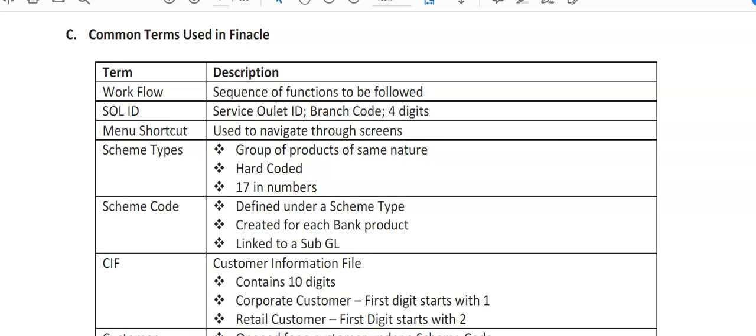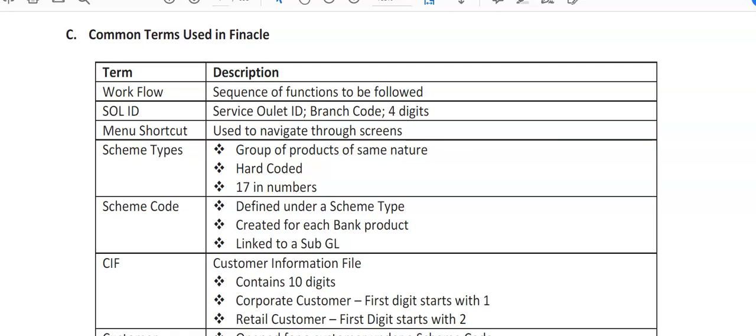Menu shortcut, used to navigate through screens. Scheme types, groups of products of same nature, hard-coded, 17 in number. So there are 17 scheme types through which we open accounts. Scheme code. Now this is very important. We allot a code in the Finacle system so that we can identify which account has been opened or what rate of interest has to be paid to the customer in case it is FD or savings account. Defined under a scheme type, created for each bank product, linked to subsidiary general ledger. Now next is very important. We allot this CIF ID.